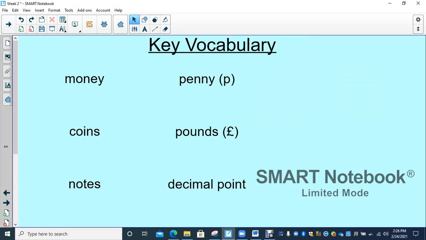We've got key vocabulary. We need to be mindful of words and our vocab such as money, penny, or in brackets pence, pounds with funny pound symbols, and my pound symbols I'm sure will just get weirder as time goes on, coins, notes, and the all-important decimal point.